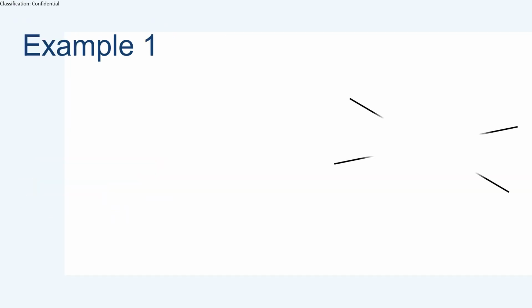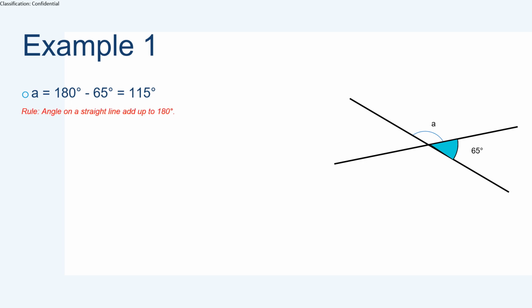So here's example 1. Example 1 says I have been given a 65-degree angle and I need to find angle A. What rule am I going to use here? It's a pretty simple one. It says that angles on a straight line add up to 180 degrees. So I need to show my workout. At the same time, I have to give my reason as well. So this is how I need to answer this question.